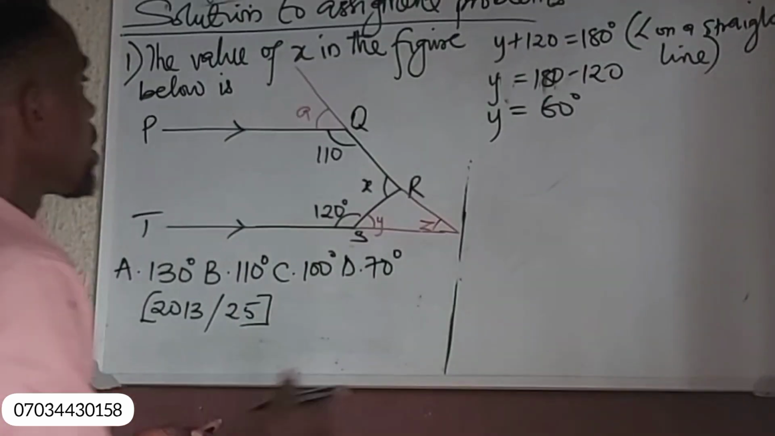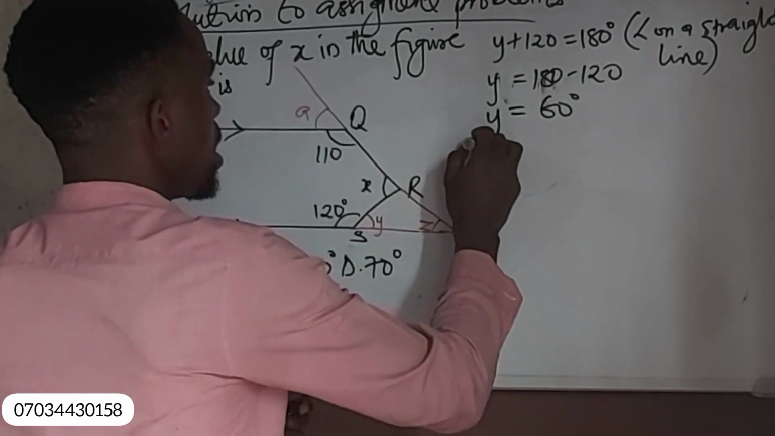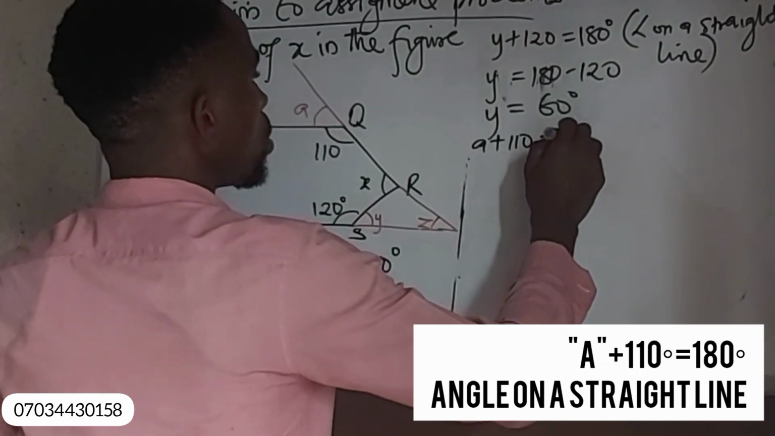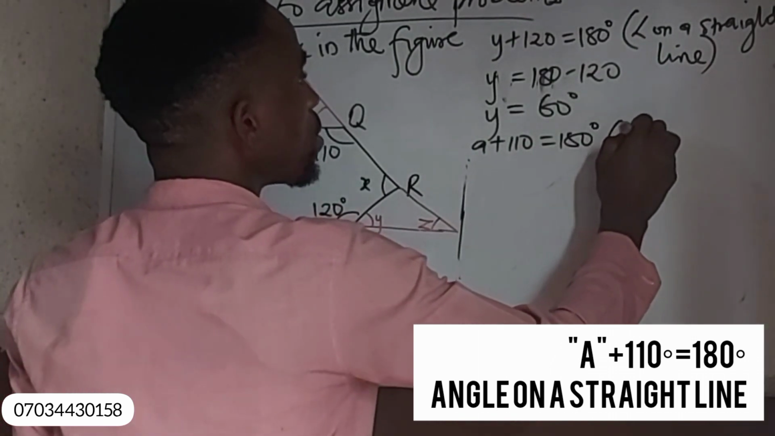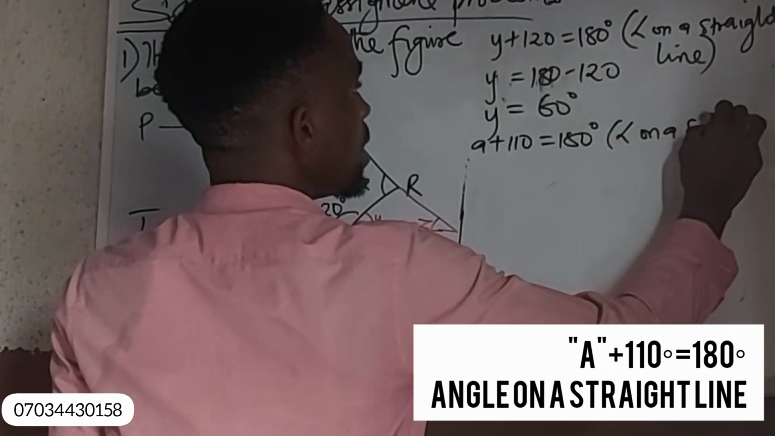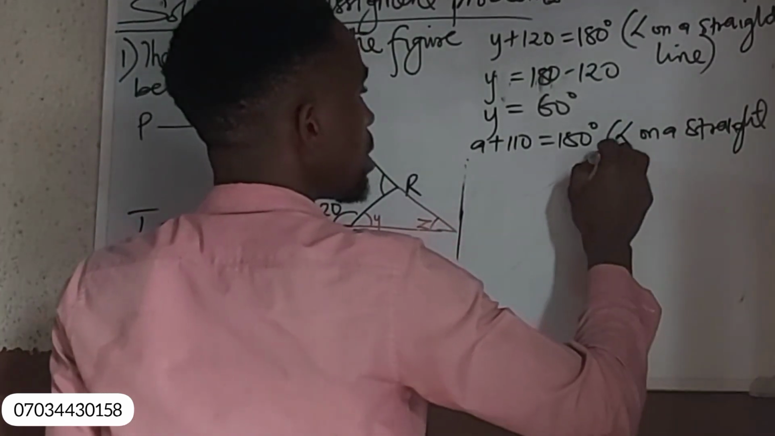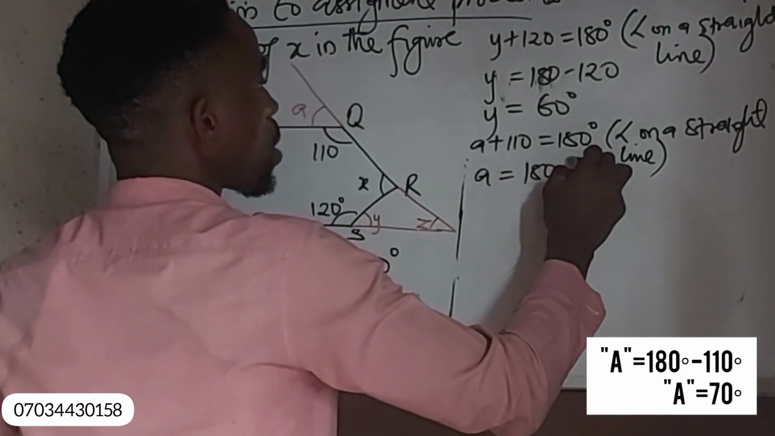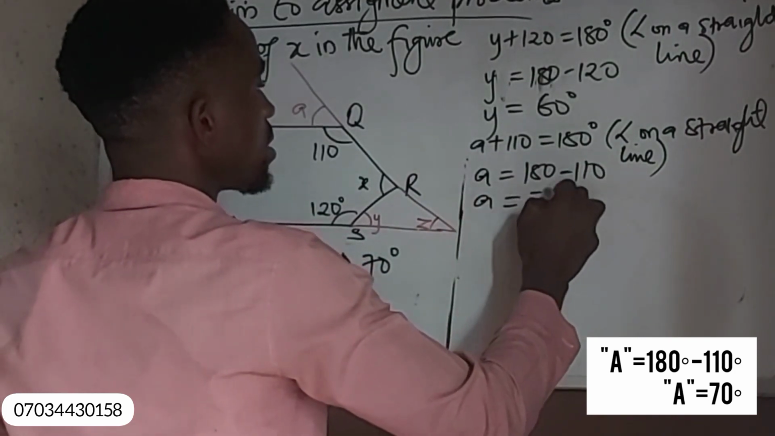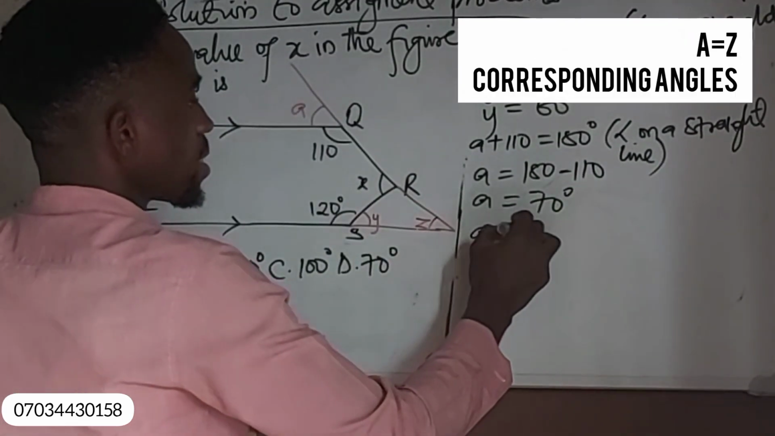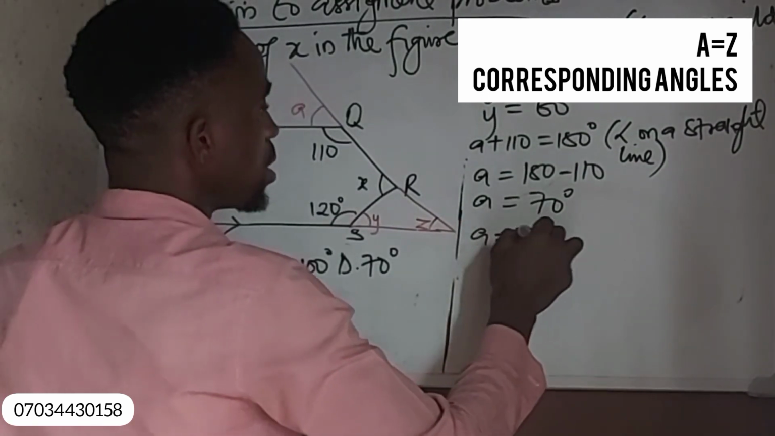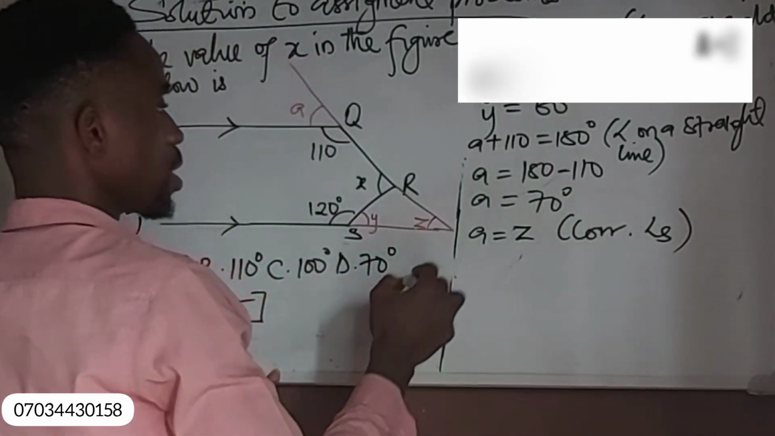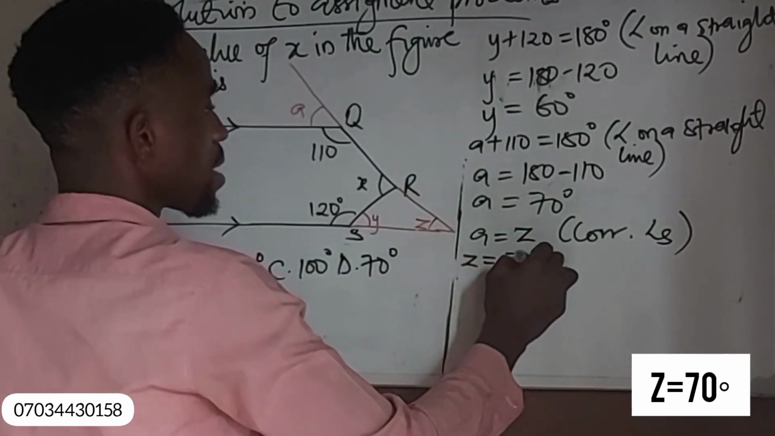So what I'll do is I'll say A plus 110 is 180 degrees. Same reason: angle on a straight line. So I'll have that A is 180 minus 110, A is 70 degrees, and then A is Z. A and Z are equal. The reason is corresponding angles. So A is 70 degrees. Therefore Z is 70 degrees.